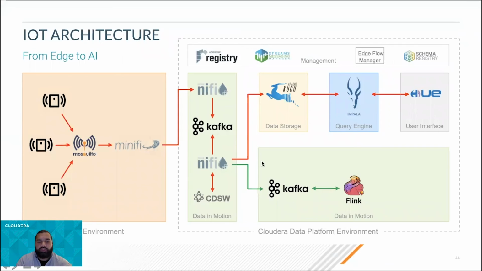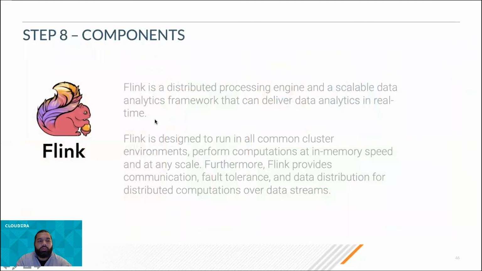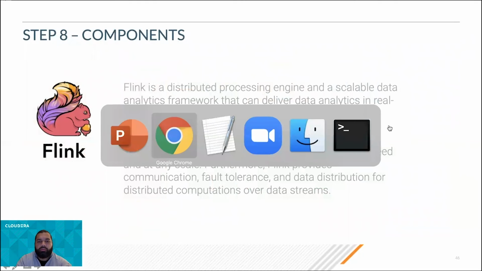Step 7 is a bonus track. The idea is to send the enriched data to a new Kafka topic and run some kind of real-time analytics. The component we are going to use here is Flink, which allows us to do some kind of aggregation on top of the data.